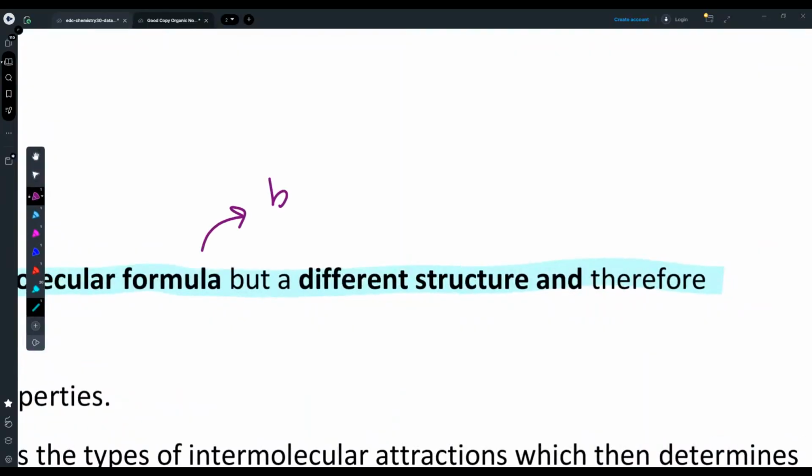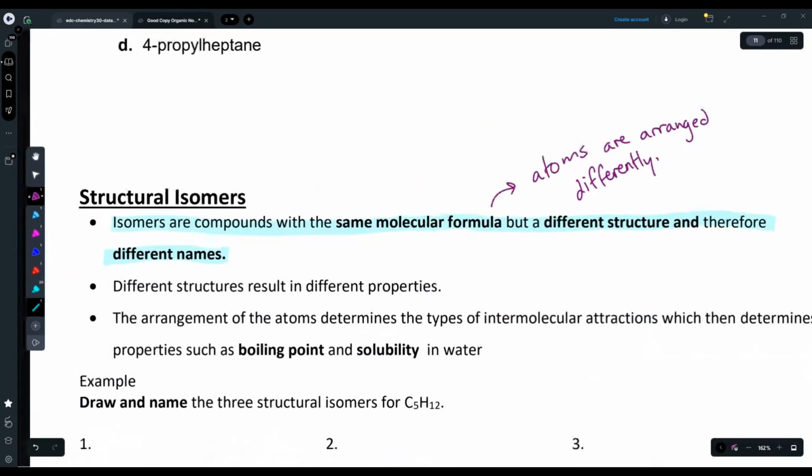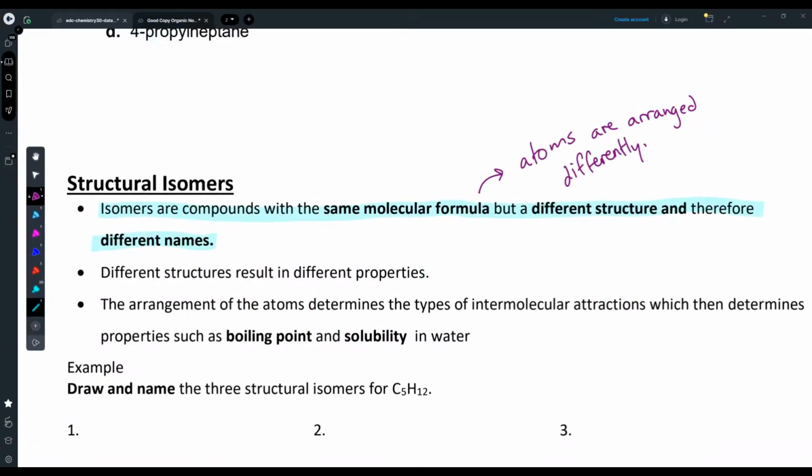So, the atoms are arranged differently. It's another way to say it. Okay, and because the atoms are arranged differently, that's going to give rise to different properties for different isomers there. So the arrangement of the atoms determines the types of intermolecular attractions, which then determines properties such as boiling point as well as solubility in water.